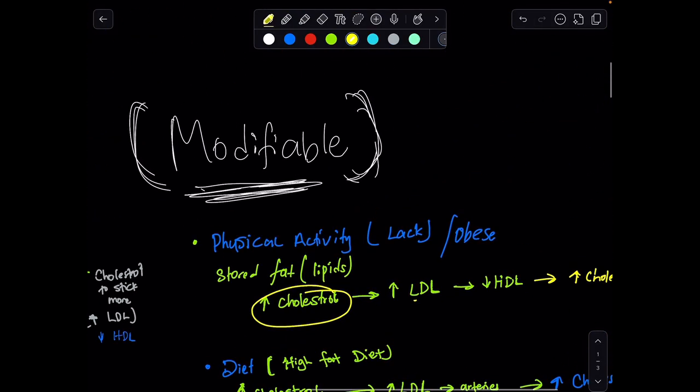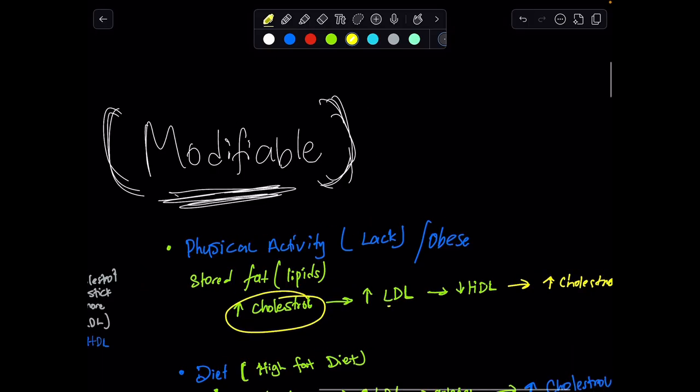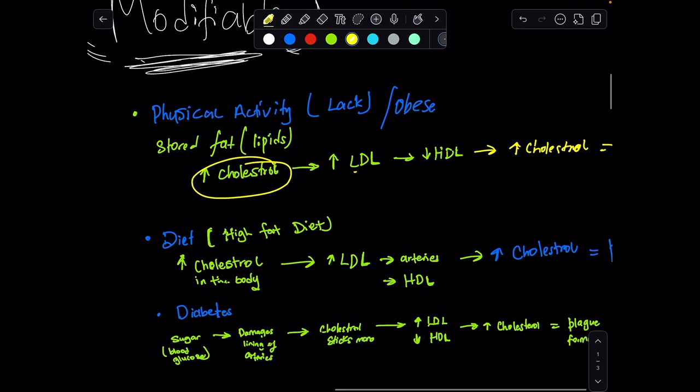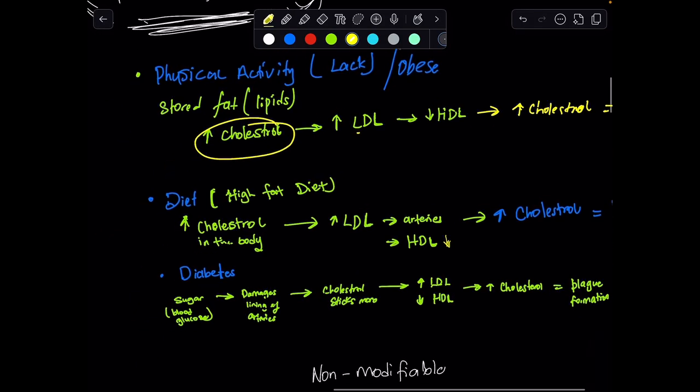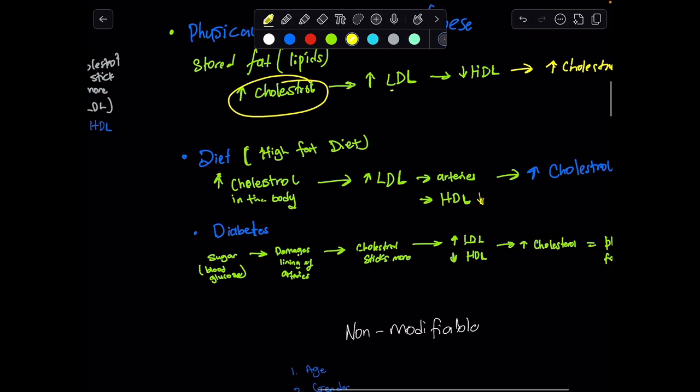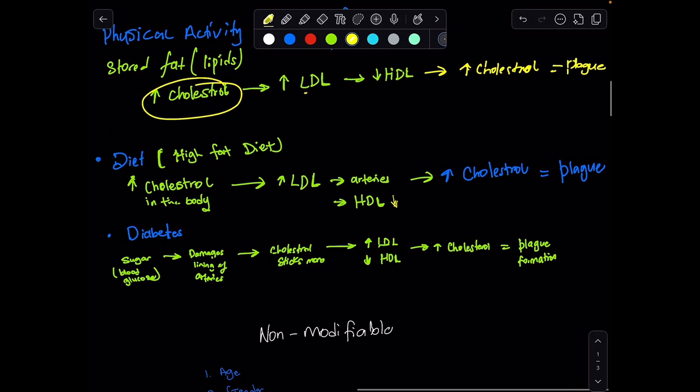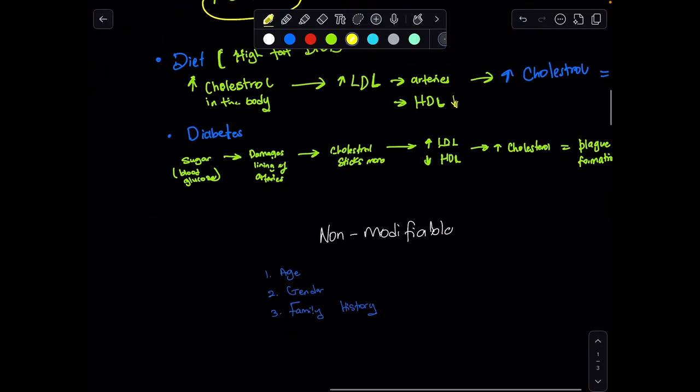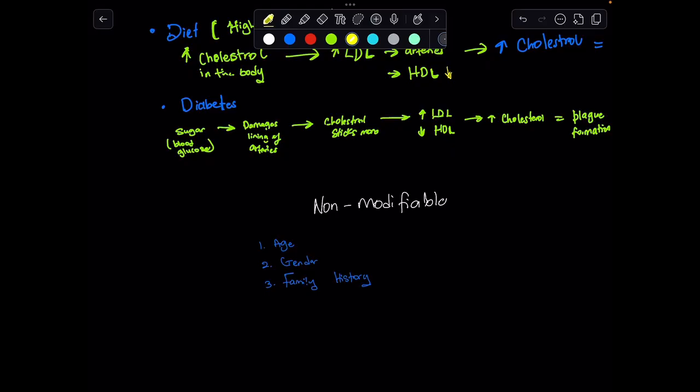And physical inactivity: come back to fat, more cholesterol, more bad, call it more lazy Luffy, less helpful Luffy, cholesterol builds up, plaque forms. Diet high in fat: we want to avoid high fat because high fat means high cholesterol. If you have more bad cholesterol and less good or helpful cholesterol, then cholesterol builds up in the arteries, plaque formation. Diabetes works the same way as hypertension and smoking. More sugar damages the lining, cholesterol sticks because there's an increase in lazy Luffy and a decrease in helpful Luffy, cholesterol builds up, plaque forms, right? Non-modifiable: age, gender, family history.